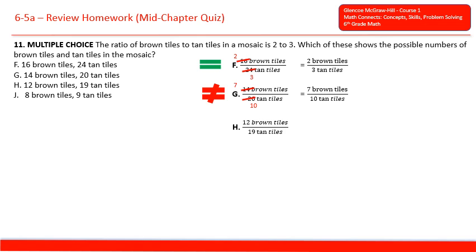In H, if we look at 12 and 19, the greatest common factor is 1, so we cannot simplify that anymore. So that ratio is not equal to 2 to 3. And then J, we have 8 brown tiles and 9 tan tiles. And again, the greatest common factor here is 1. We cannot simplify that anymore, so that one is not equal.